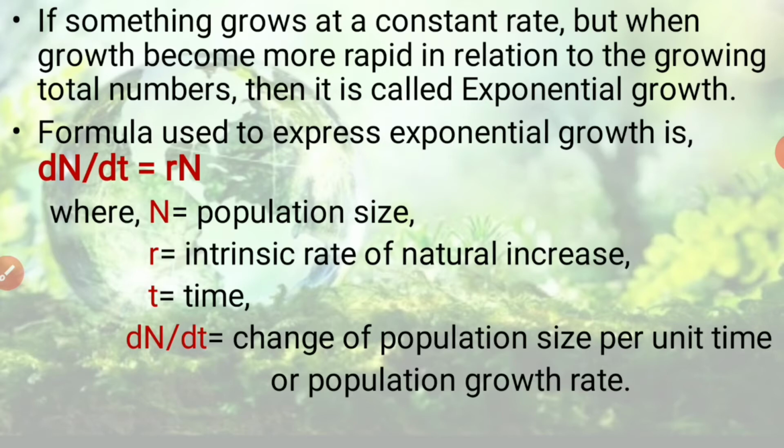The formula used to express exponential growth is dN by dt equal to rN, where capital N is the population size, small r is the intrinsic rate of natural increase, t is time, and dN by dt is the change of population size per unit time, or I can say the population growth rate. Clear?